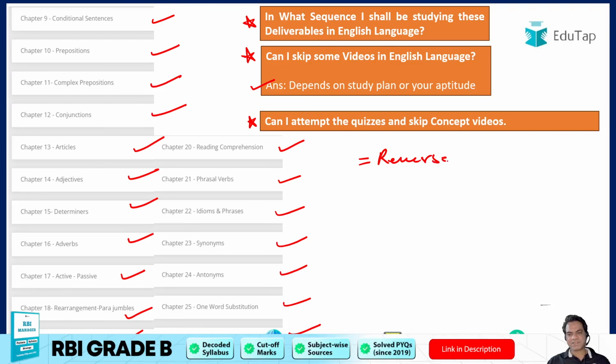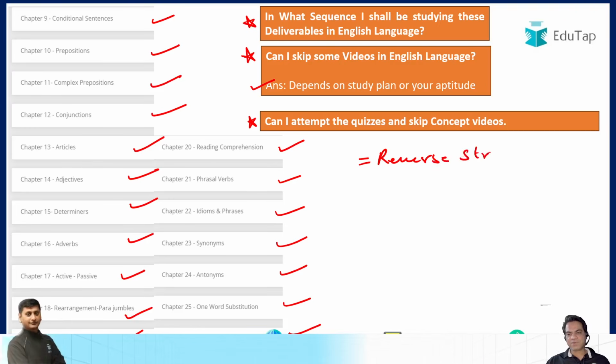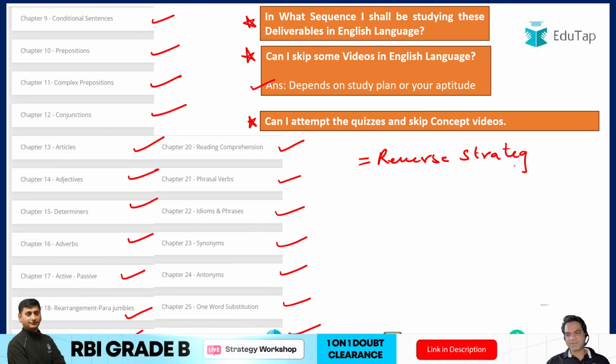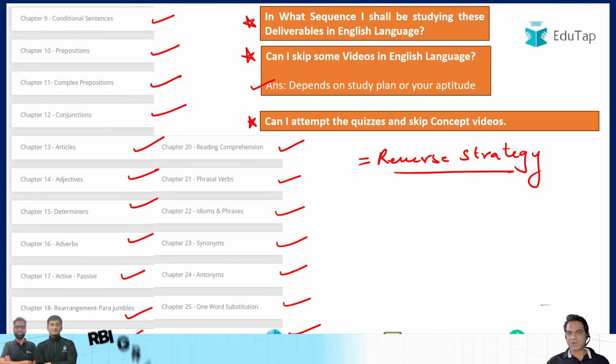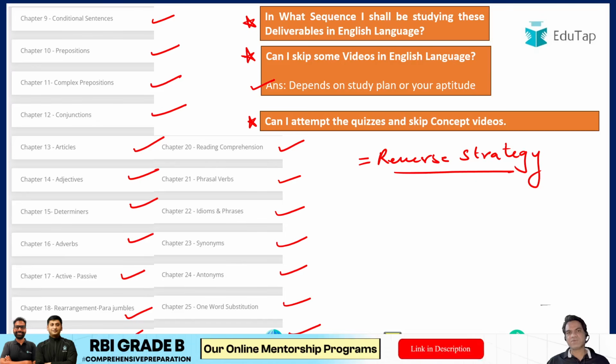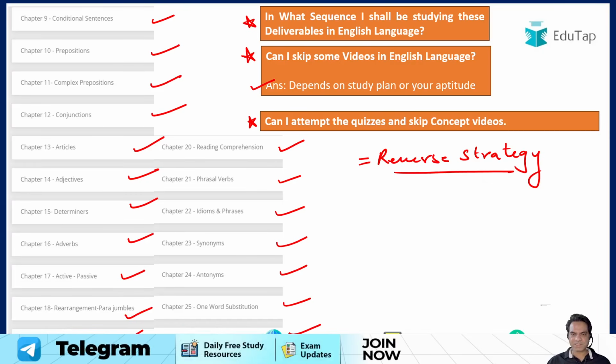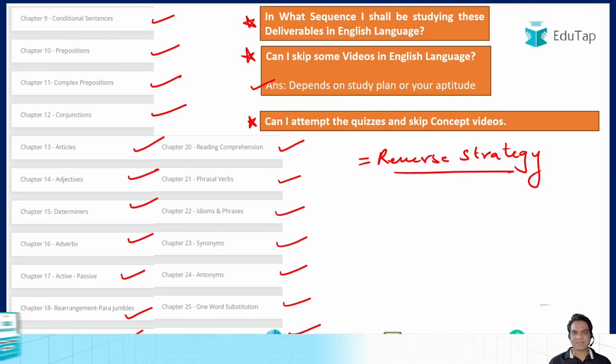What is reverse strategy? Now, guys, if you feel that you are comfortable with a topic, take the quiz. If you score more than 80%, I think you are good. You can skip the video and move to the next chapter. If you're scoring below 80%, quickly brush up the concepts of the lecture. So that's what I feel would be a good strategy, reverse strategy, at this moment.